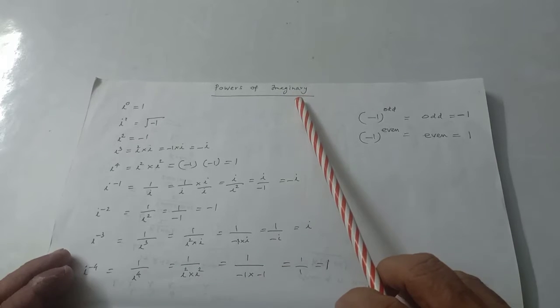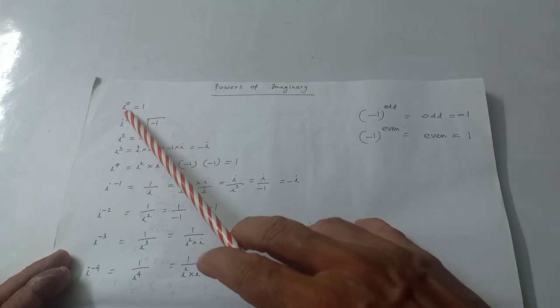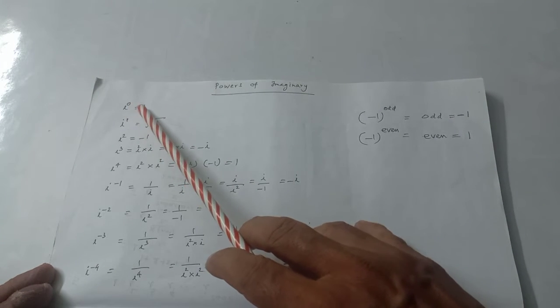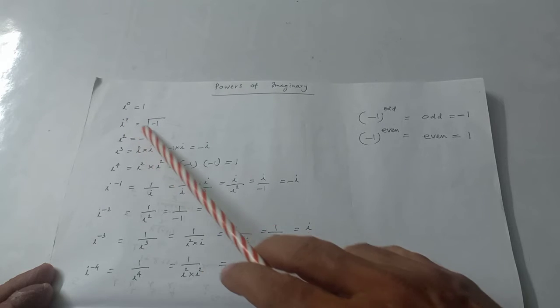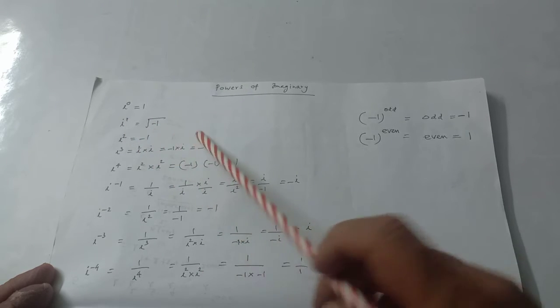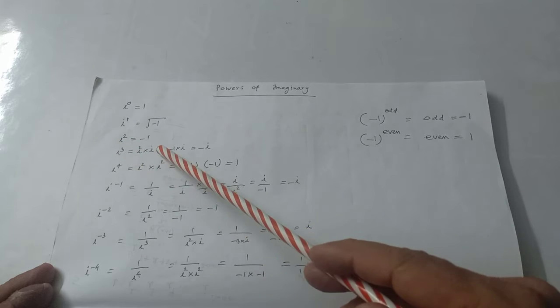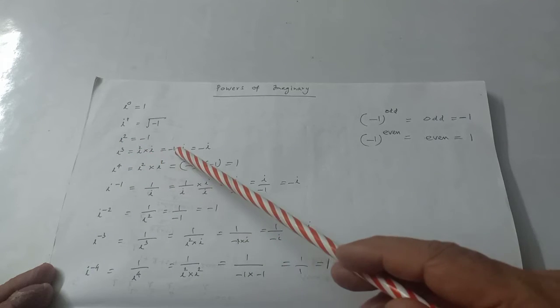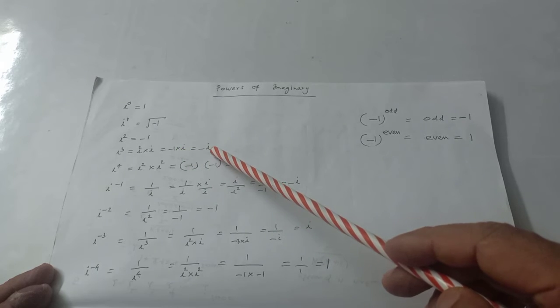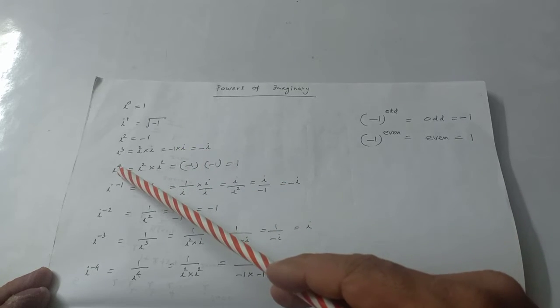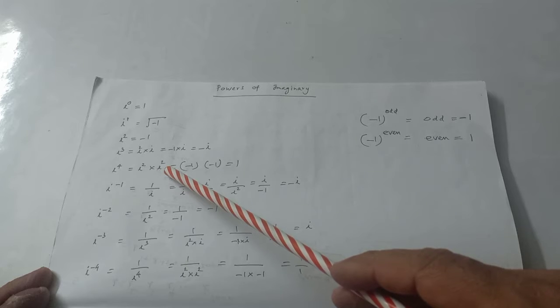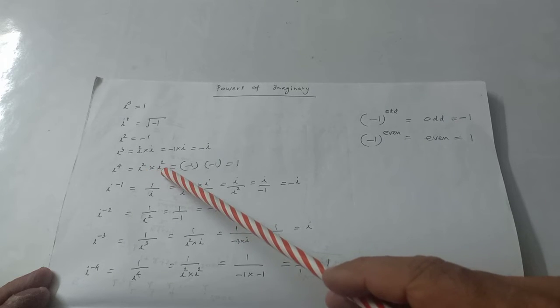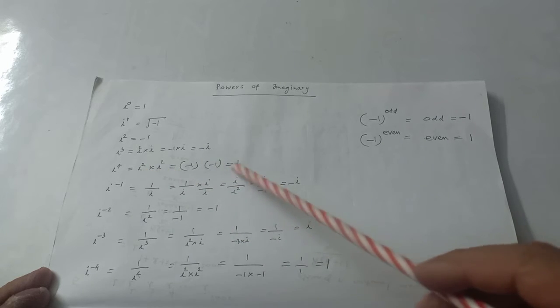Powers of i. i power 0 is equal to 1. i to the power 1 is equal to root of minus 1. i square is equal to minus 1. i cube is equal to i square into i. i square value is minus 1, so minus 1 into i is equal to minus i. Next, i power 4 is equal to i square into i square. i square value is minus 1, minus 1 into minus 1 is equal to plus 1.